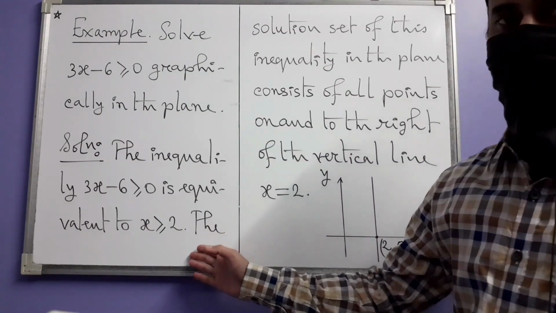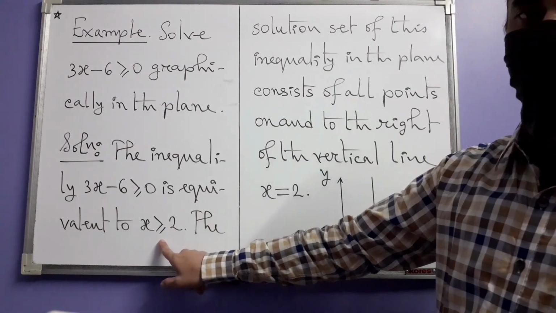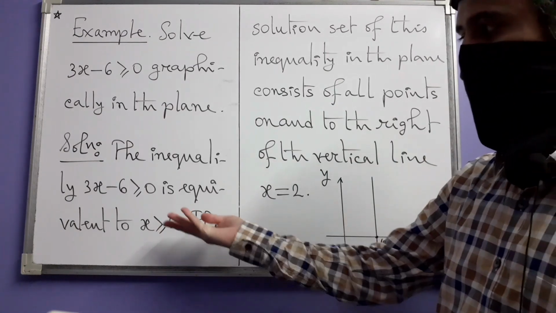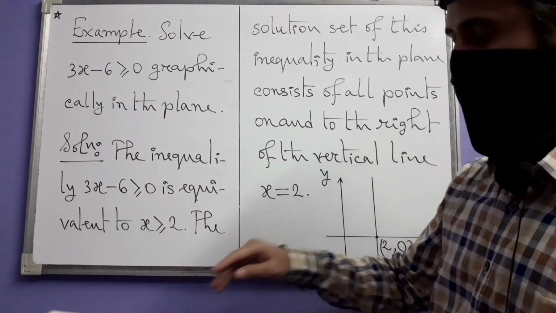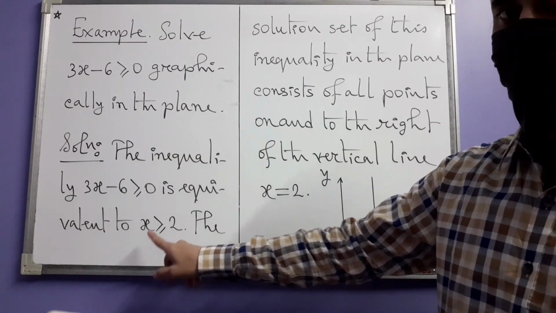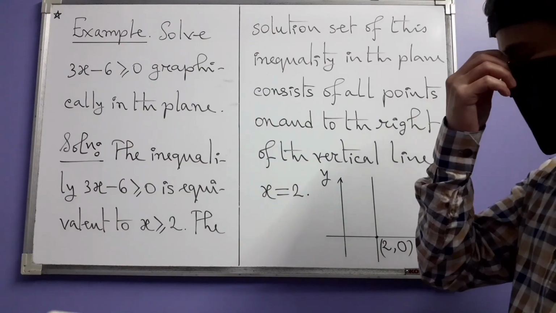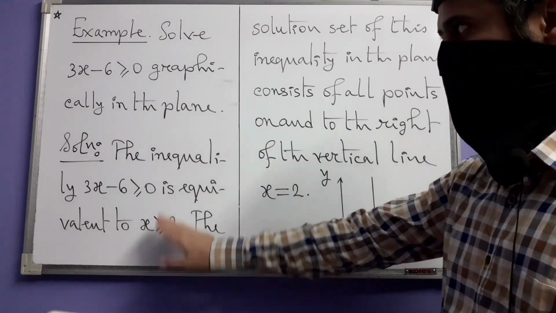So this is how we write the solution. The given inequality, of course, is equivalent to this. I mean, how you normally solve this inequality, if you go through that process, this is how you ultimately get that x is greater than or equal to 2. Now the question is this: what does it mean in the plane?